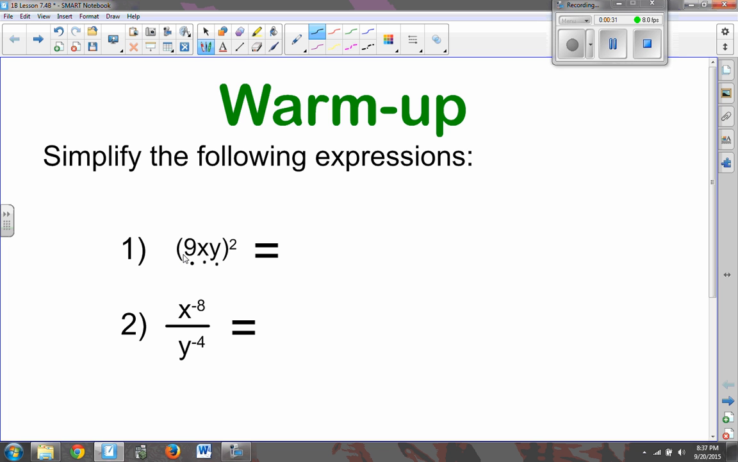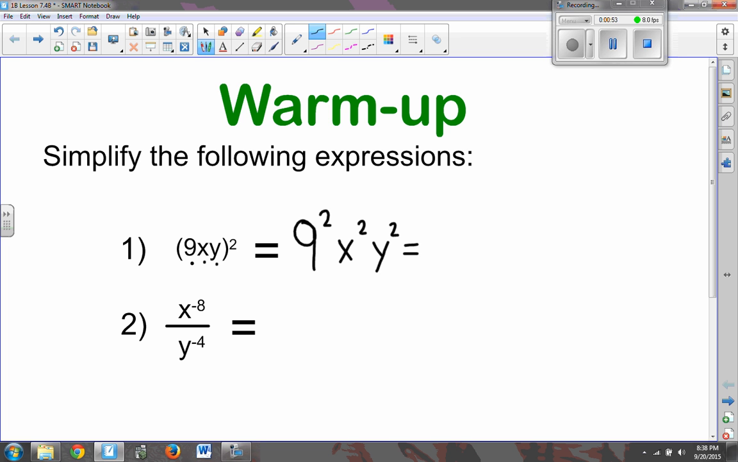So just as a reminder, here in number 1, when we see 9 times x times y, all of that raised to the second power, remember that when we take a product of things, meaning multiple things multiplied together, and raise it to a power, really what we are doing is taking each one of those pieces and raising it to that power. So we take the 9 to the second, the x to the second, and the y to the second power.